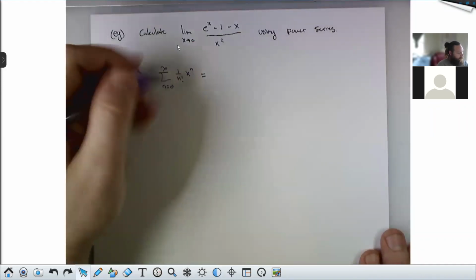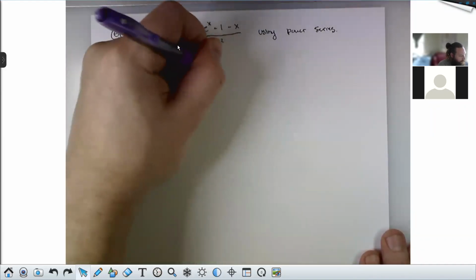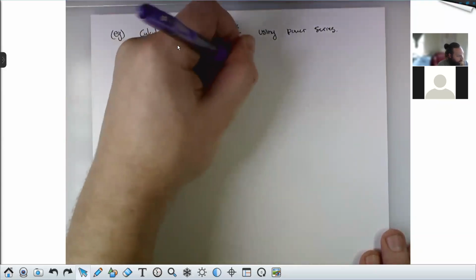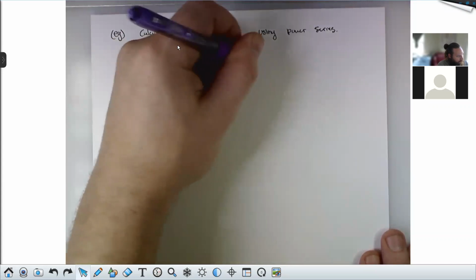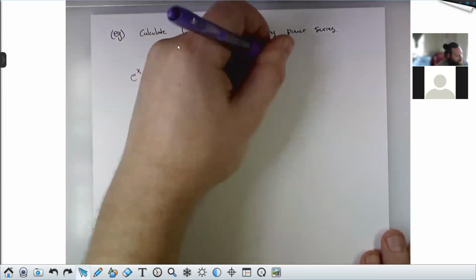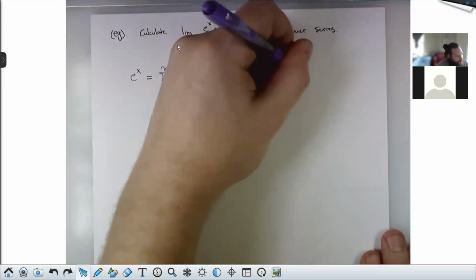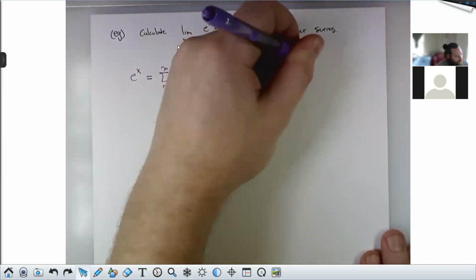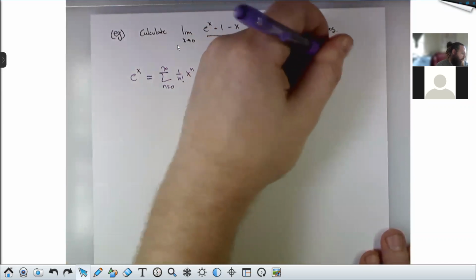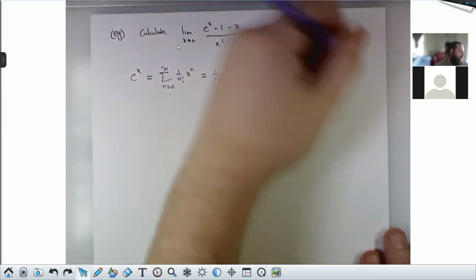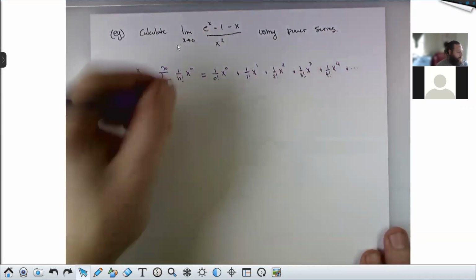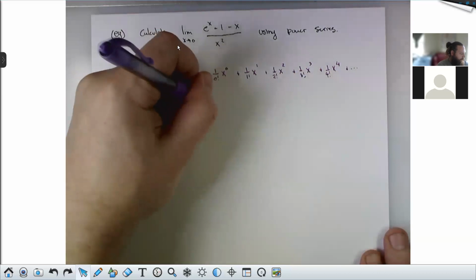So when n is 0, we get 1 over 0 factorial x to the 0. When n is 1, we get 1 over 1 factorial x to the 1. When n is 2, we get 1 over 2 factorial x to the 2. When n is 3, we get 1 over 3 factorial x to the 3. And so I'll just stop at the x to the 4. But we know it continues on like this forever. I'll simplify this a tiny bit, and then we're going to plug it in.